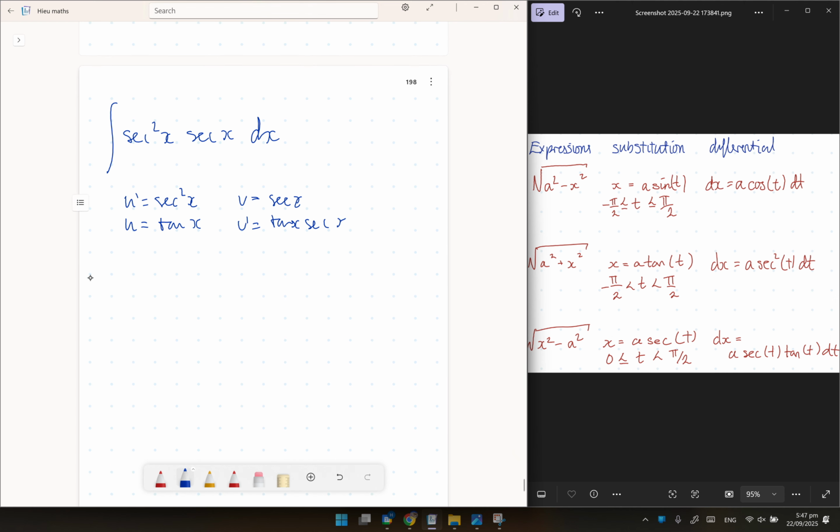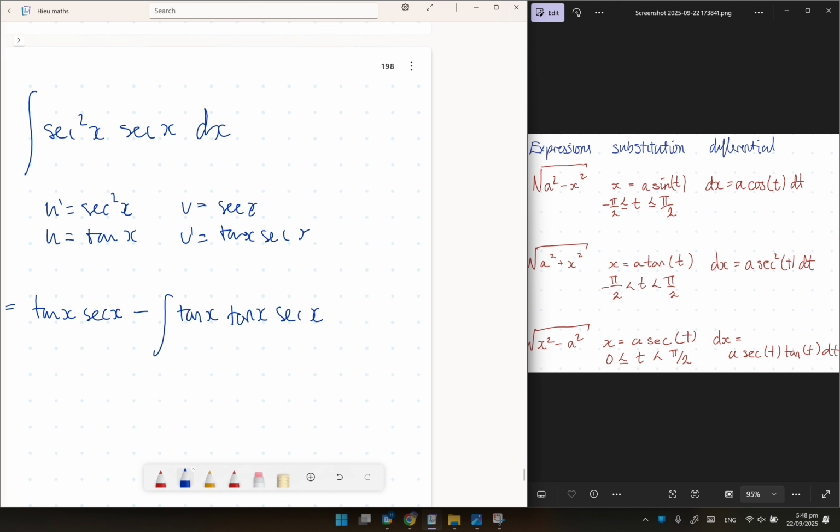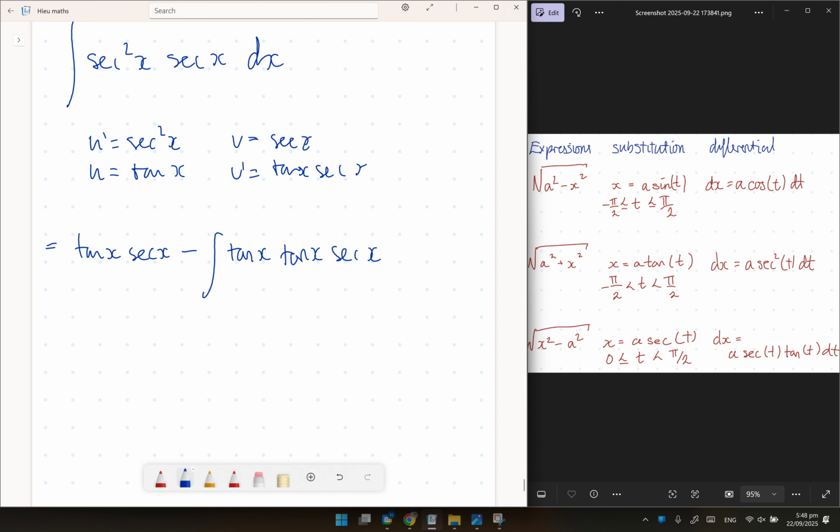Okay, now we just put this into the normal equation for integration by parts. So uv is tan x sec x, minus the integration of v dash u. So that's tan x and tan x sec x. V dash u, is that correct? Yes, it is. Okay.